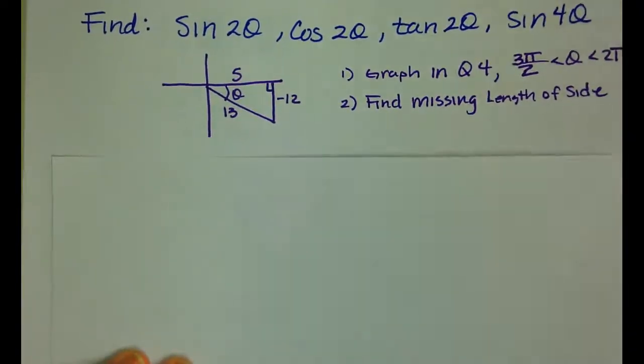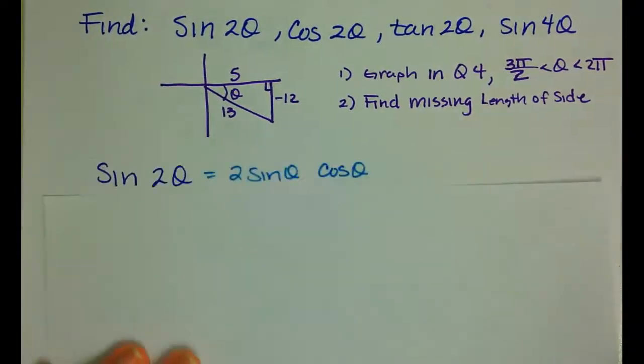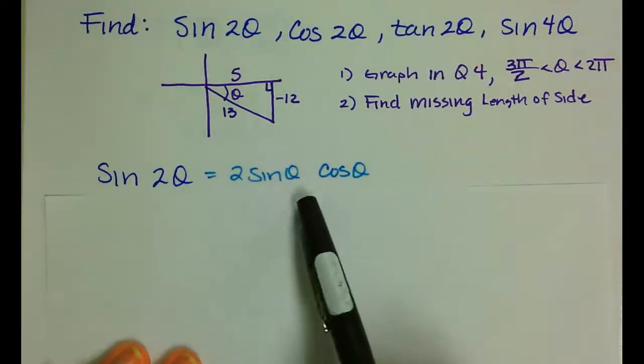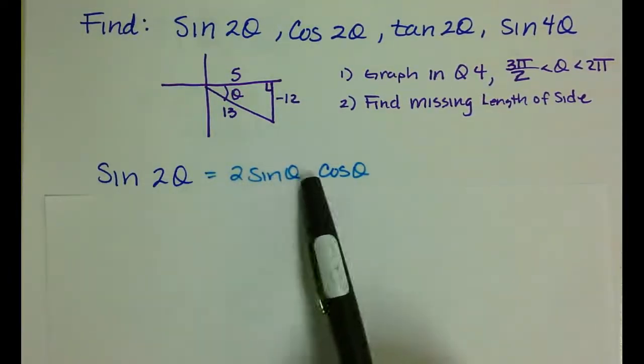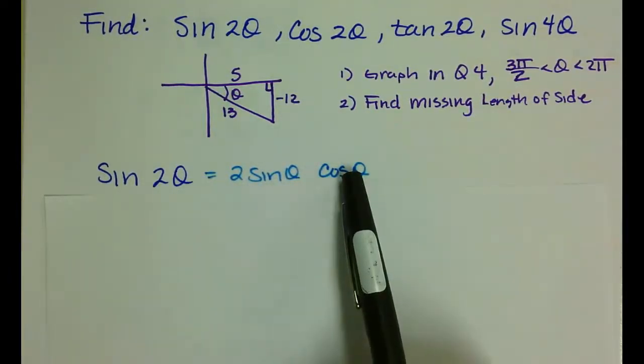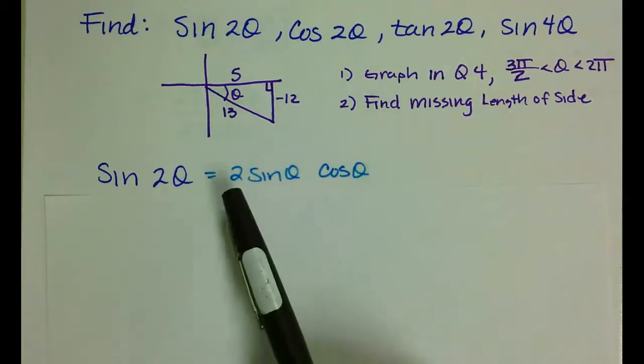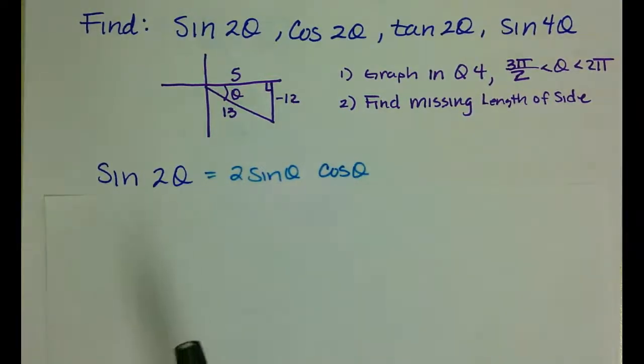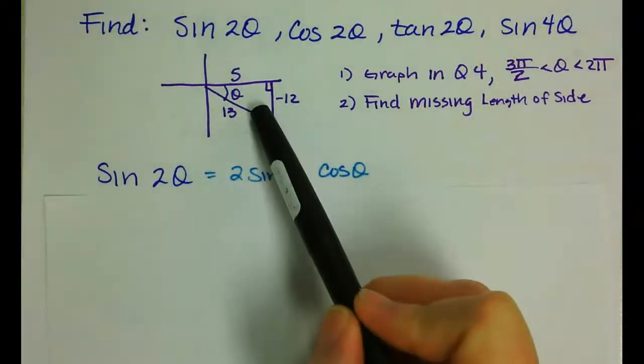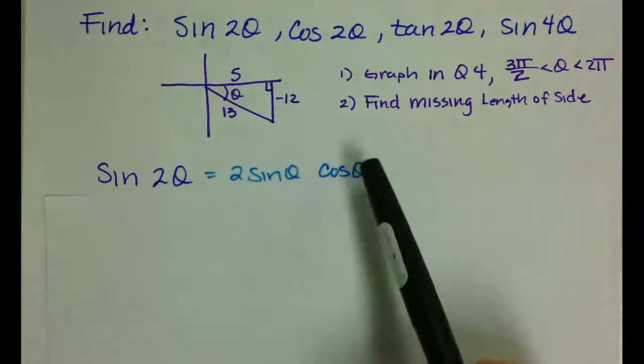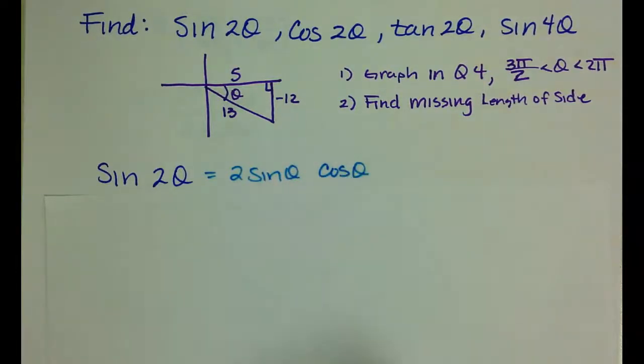So the first thing we're doing is sine of 2 theta. So sine of 2 theta only has one identity. That's 2 sine theta cosine theta. Let me try that again, guys. Sorry. 2 sine theta cosine theta. All right, so then I'm going to go into my triangle. I'm going to get these values of sine and cosine, and I'm actually going to crunch the numbers to find the value of sine of 2 theta.